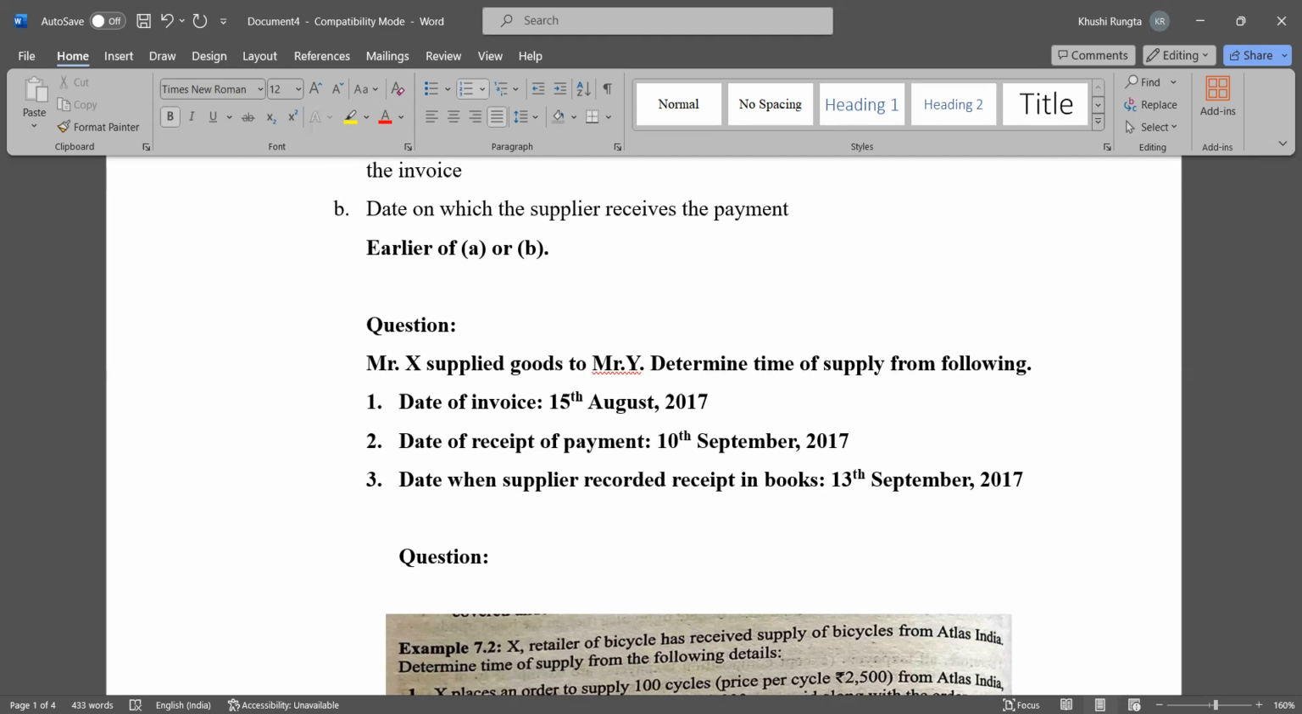Now, a doubt might arise: why is the date when the supplier recorded the receipt in books given? When I tell you the date on which the supplier receives the payment, it consists of both the date when the payment is actually received and also when the supplier has recorded it in their books. It consists of both. Now, as all the information is given, you will see the earliest of all.